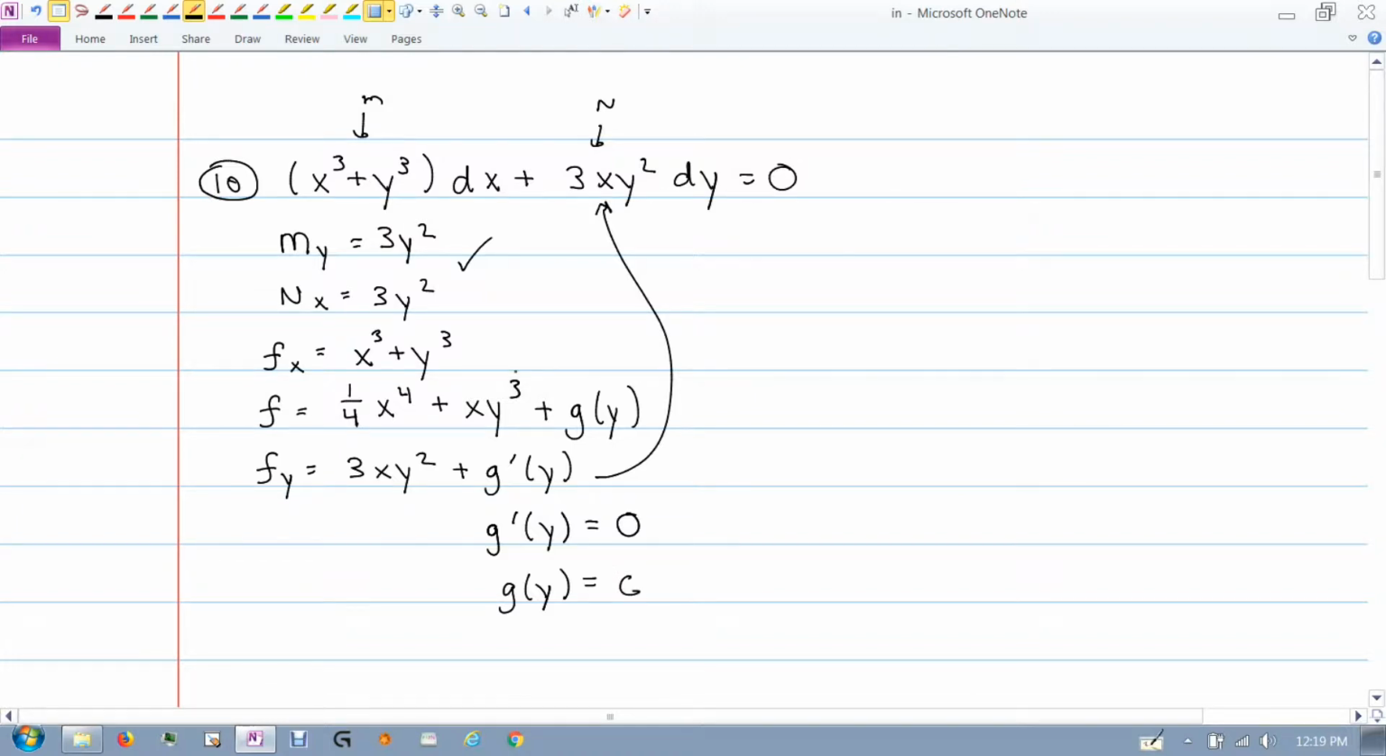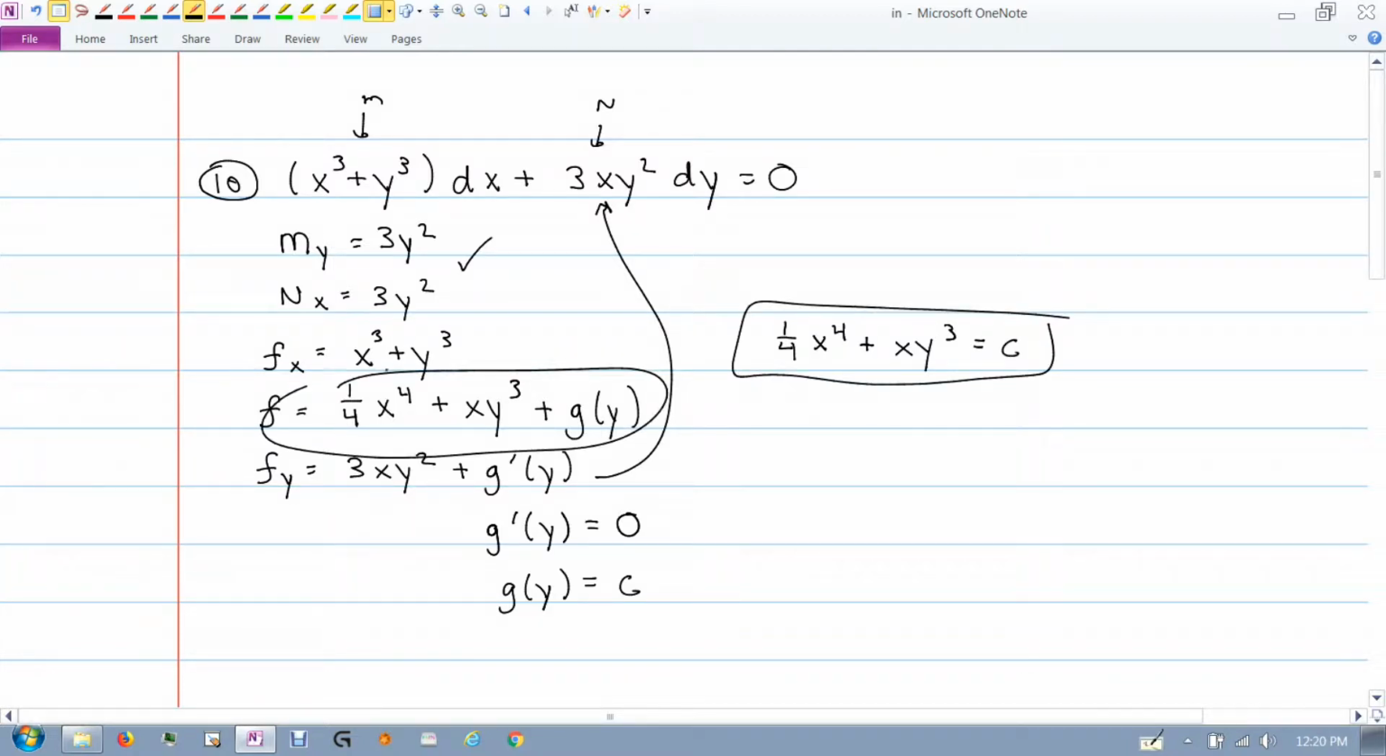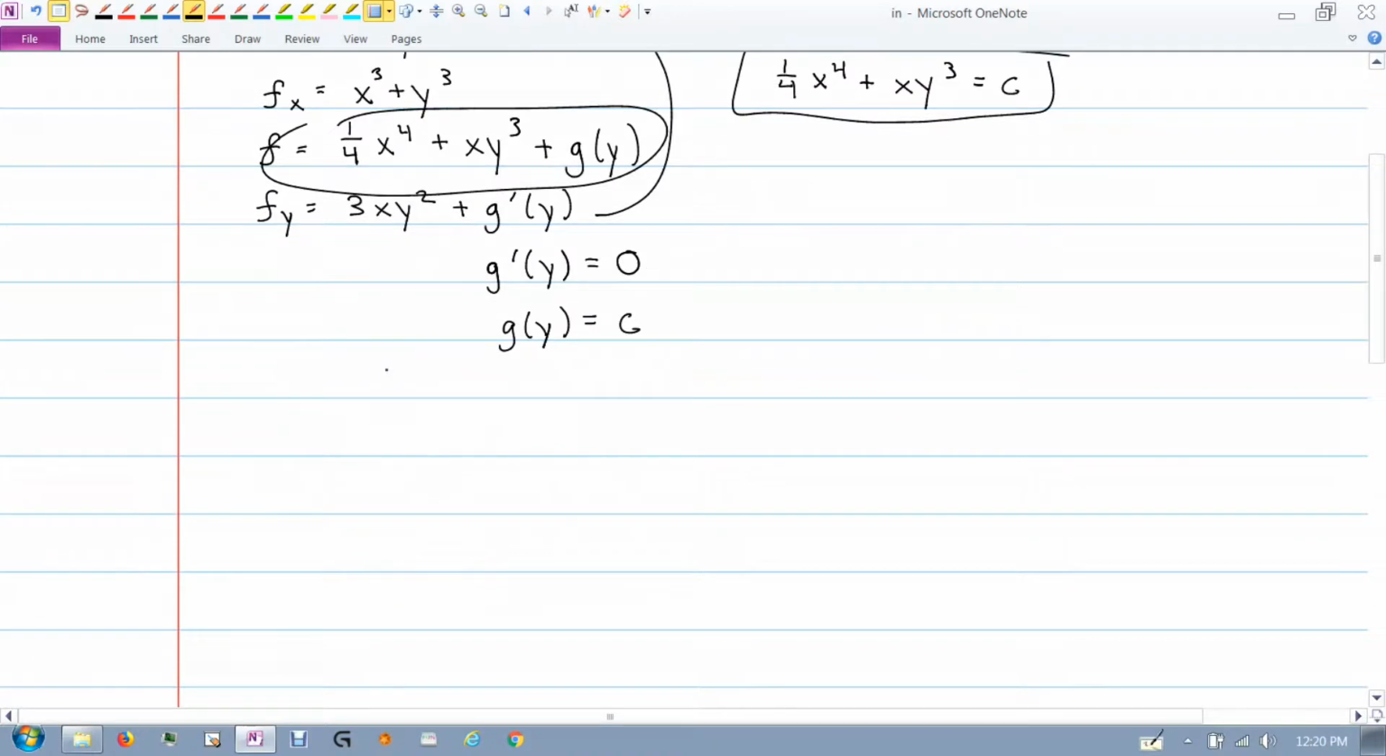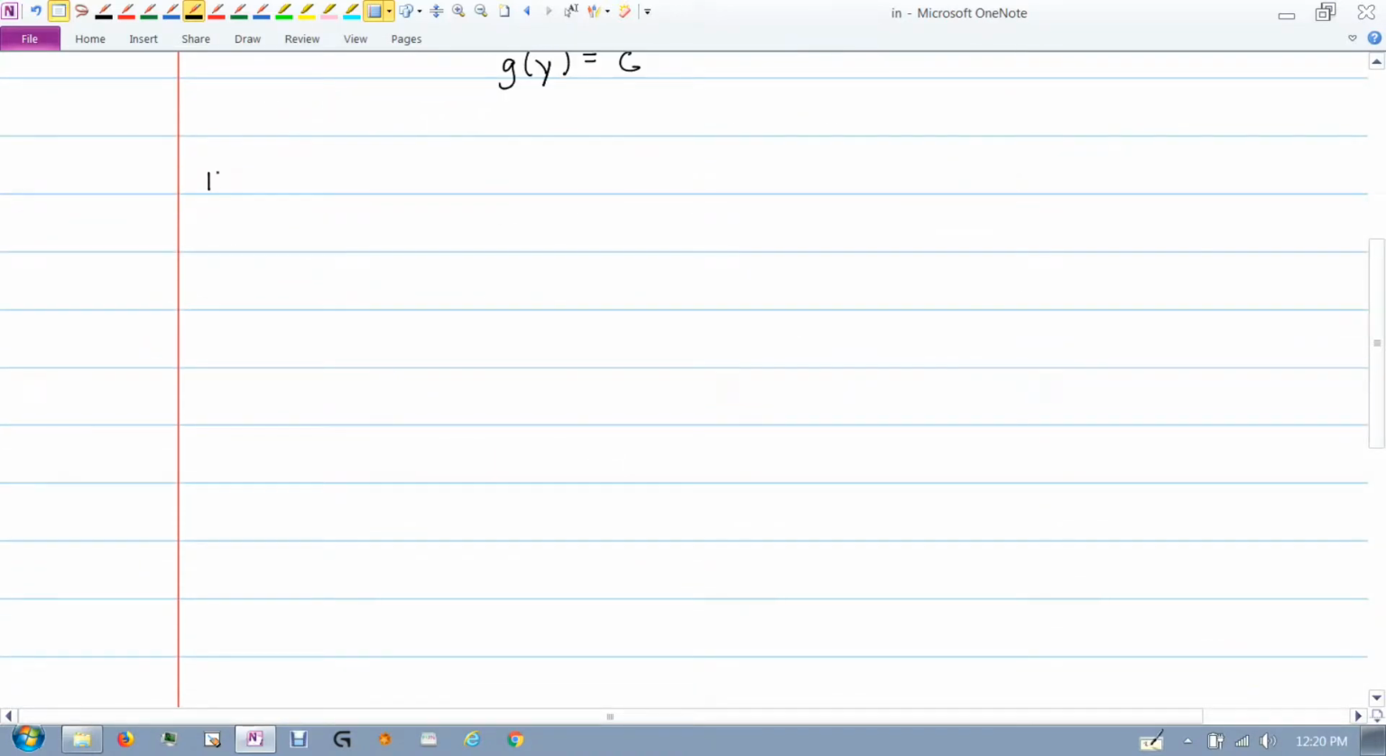So our answer should just be 1/4 x to the 4th plus xy cubed equals a constant. And that came from right here, with g of y being 0. All right, so that's number 10. Let's look at 11.